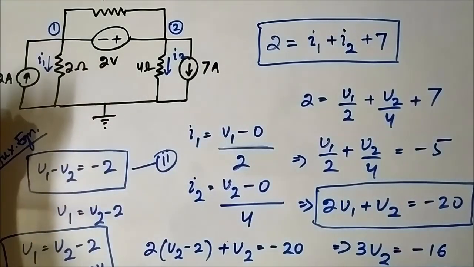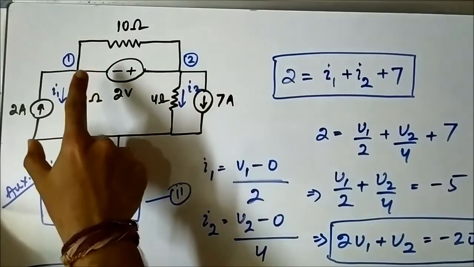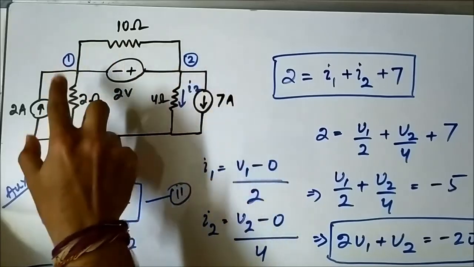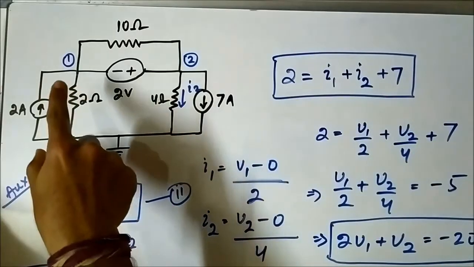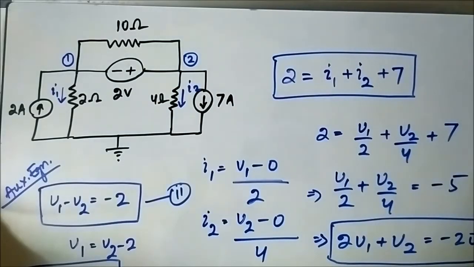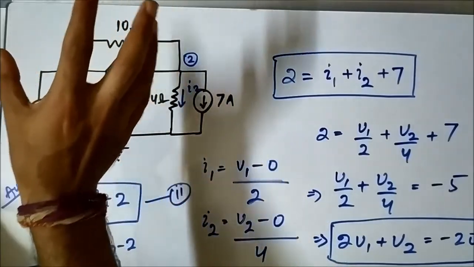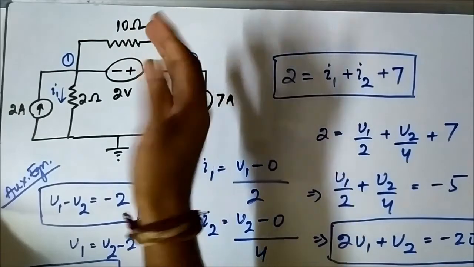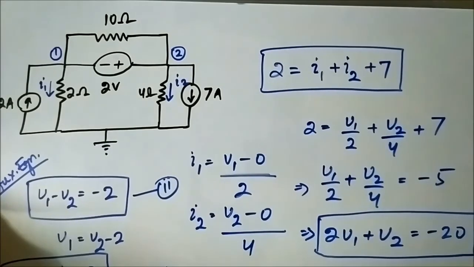An important conclusion to draw from this circuit: first, whenever there is a voltage source connected between two nodes, those two nodes combined together behave as a single node called a supernode, and the KCL equations are applied accordingly. The second important conclusion is that if there is a circuit element, in this case a resistor, connected across the supernode, then that resistor has no contribution to the circuit. You can simply remove the resistor to avoid any confusion. Those are the two important conclusions that you can draw.